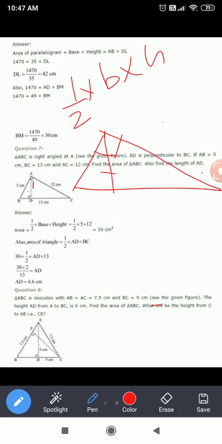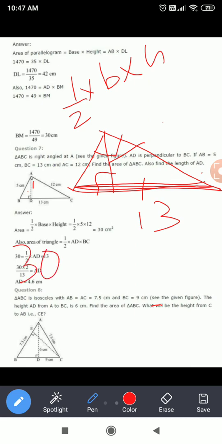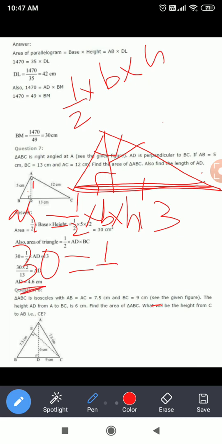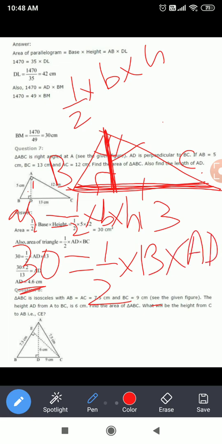Now this is AD, and we have to find the length of AD when BC is 13. The area of the triangle we have got is 30. Area is equal to half into base into height. So 30 is equal to half into BC, which is the base, and BC is 13. We have to find AD, so we will keep the height as AD because AD is the height.